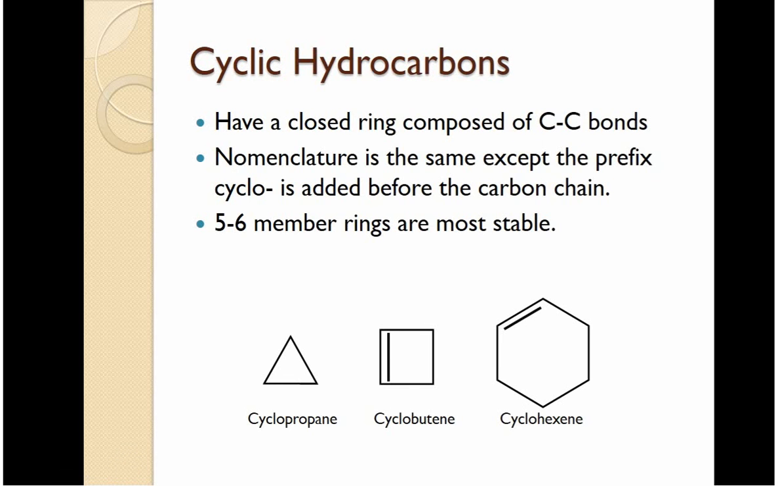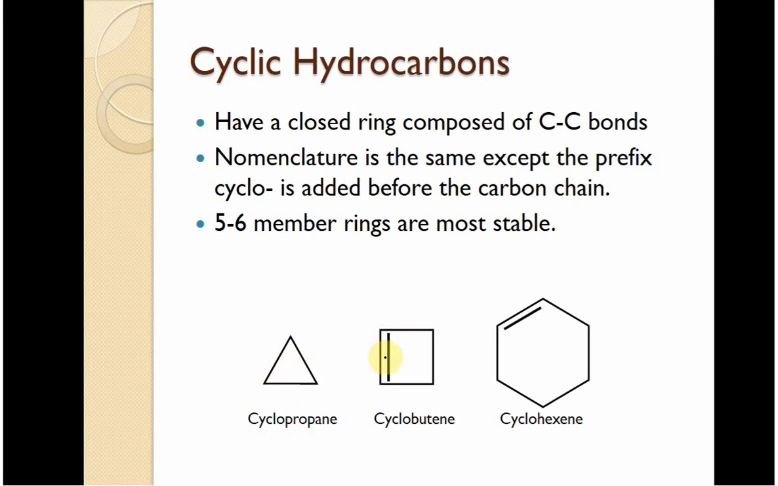Cyclic hydrocarbons are probably the most fun to say. They have closed ring structures. They can be all single bonds, or they can have double bonds. Here, it has to be all carbon in the chain for it to count. Nomenclature is the same way. The only difference is you're going to add a cyclo to the front. So this is 1, 2, 3 carbon, so it's prope, all single bonds, ane. But because it's a cyclic structure, it's cyclopropane.